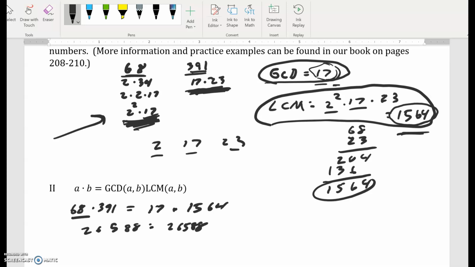equals 26588. And so when you multiply two numbers, you get the same thing as if you multiply their greatest common divisor and their least common multiple. So then the question becomes, is there a way to use that so that we could find a greatest common divisor and a least common multiple in an easier and faster way? And that brings us to the third part of this lesson.